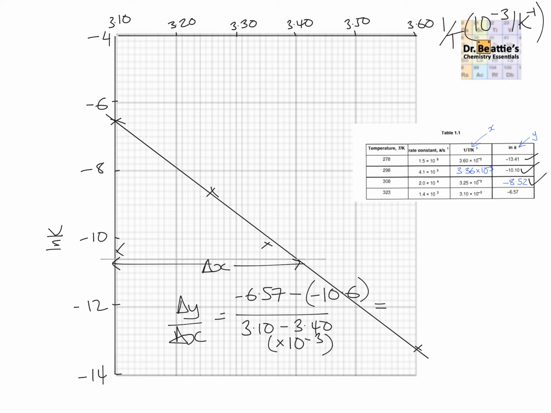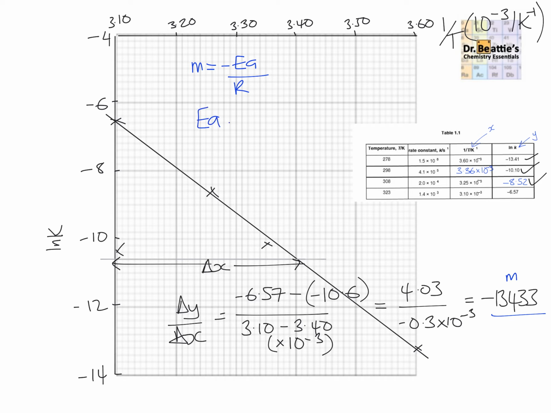And then we just work out the sum of here and the sum of here, and then actually work out the slope. And so we have minus 13,433. So this is our value for m. We know that if we want to work out activation energy, we just need to rearrange this equation here. And so we've got EA equals minus m times R.